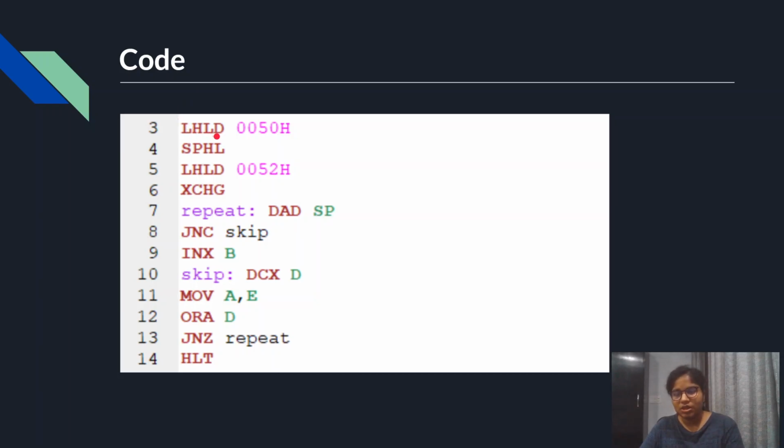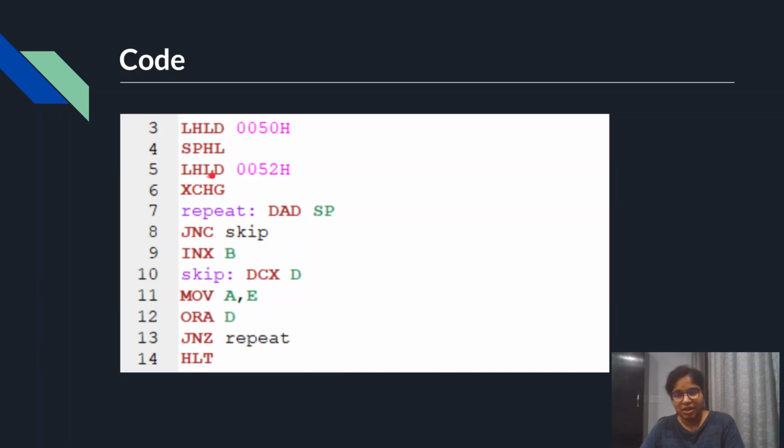The LHLD command stands for loading the HL pair directly. What this command will do is load the content of the memory location given here and the memory location one higher than given here into the HL pair. So the L register will be loaded with the data at 0050 memory location, and the H register will be loaded with the data at 0051 memory location. Remember that these are the memory locations where our number 0403, that is our first number, is stored. The command SPHL will move the content of HL into the SP register.